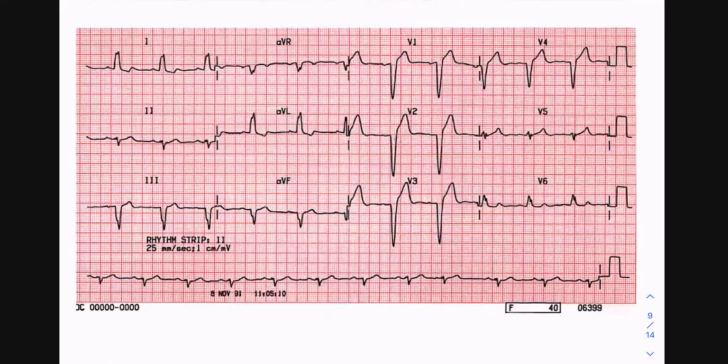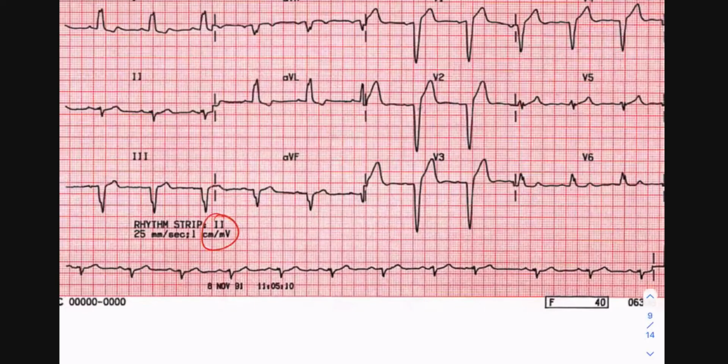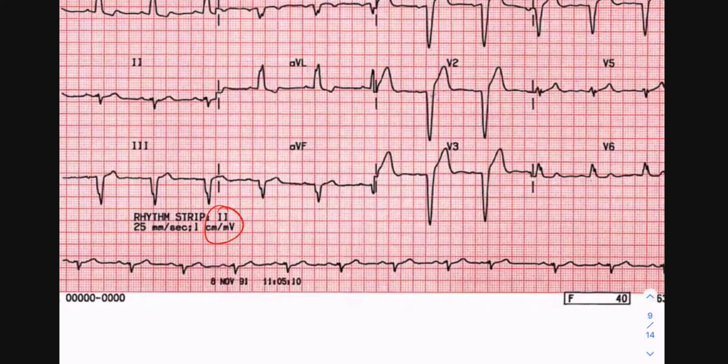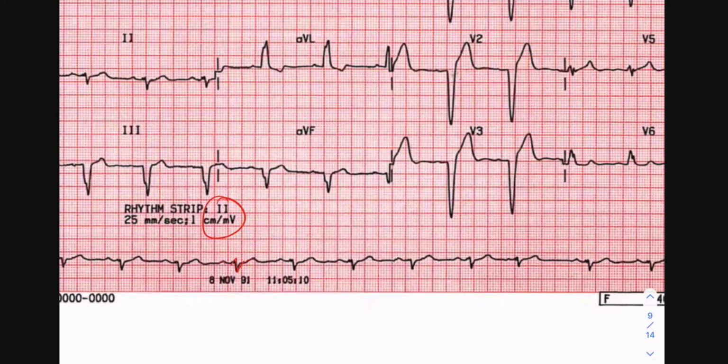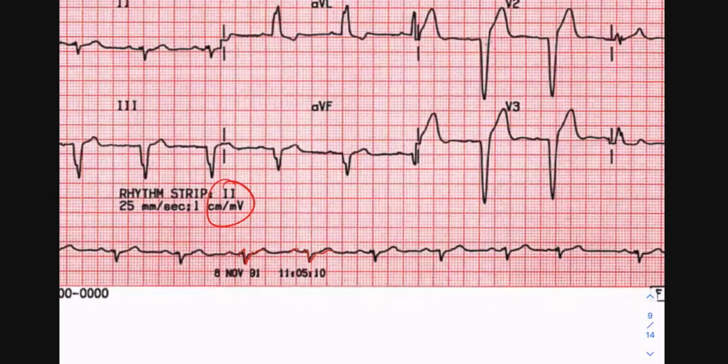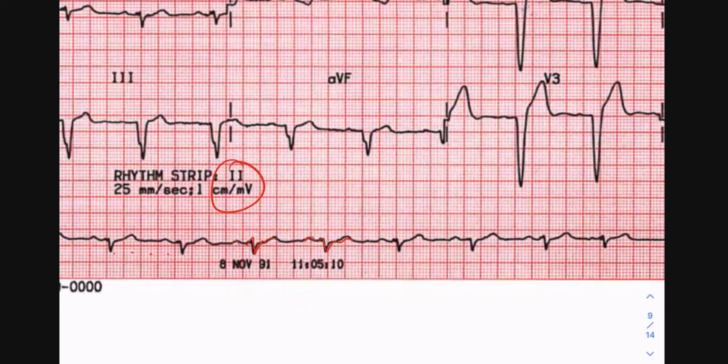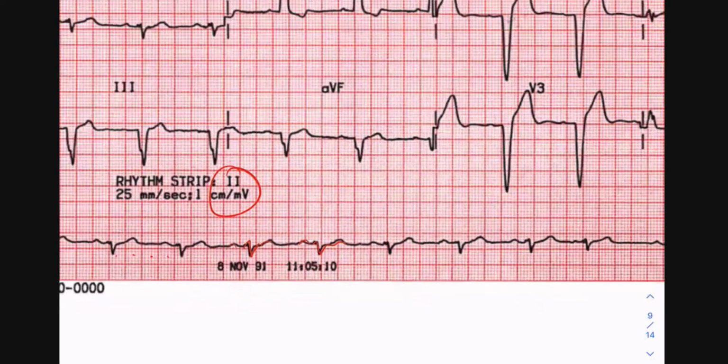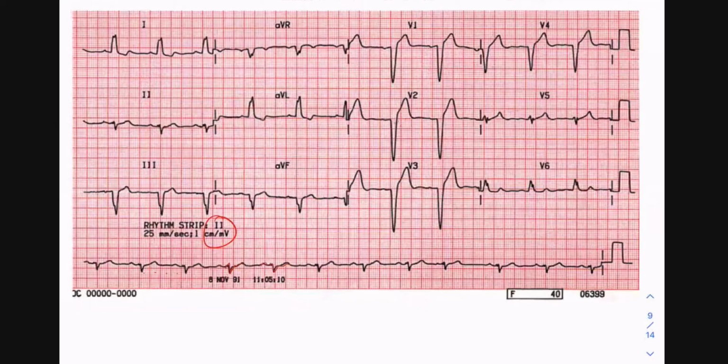So let's start with my rhythm strip here. Let's see what's going on. I have a P, I have a QRS, and I have my T wave. I have a P, QRST. So I do see normal sinus rhythm. Let's check the rate: 300, 150, 175. So normal rate, okay.